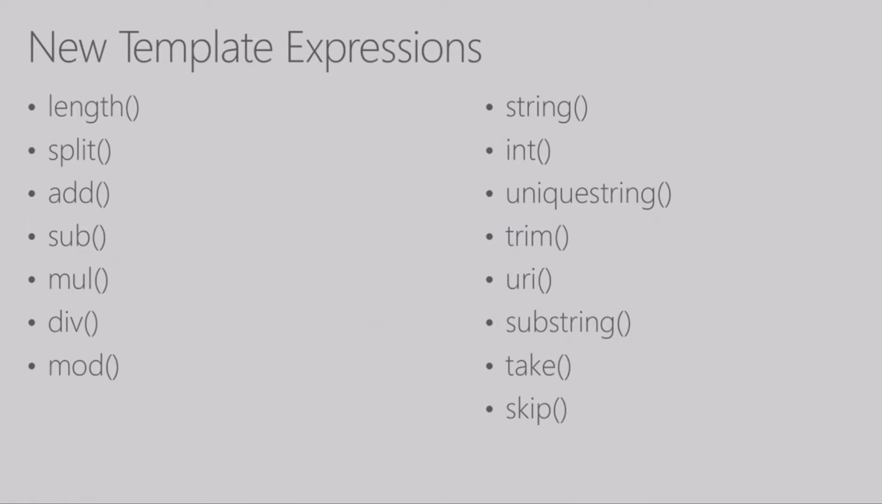We have unique string. This is actually a very, very important function, especially when you're trying to create, let's say that you have an application which needs high storage throughput. You need to partition that across multiple storage accounts. Unique string gives you a deterministic way to generate a unique string based on entropy that you provide. And so it's not random.